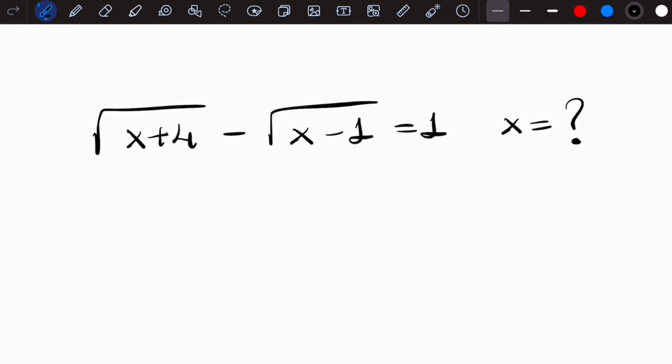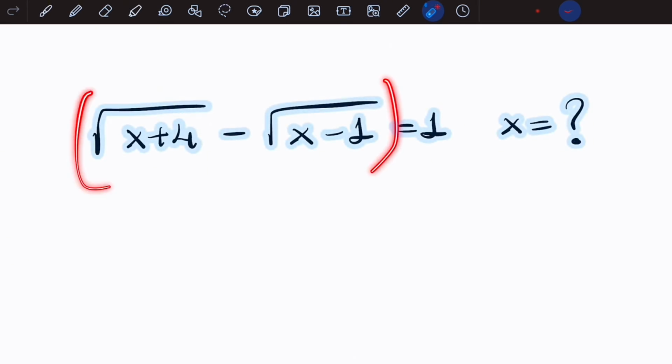Now we have two square roots in the question. The algebraic expression with the square roots is equal to 1, and we are asked to find the value of x. In the first place, what can we do? See both sides here. We can start solving the problem by taking the square.